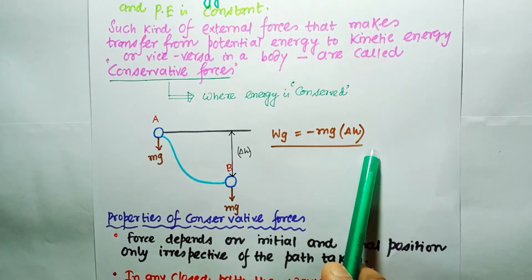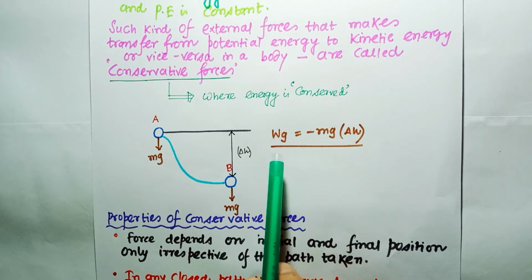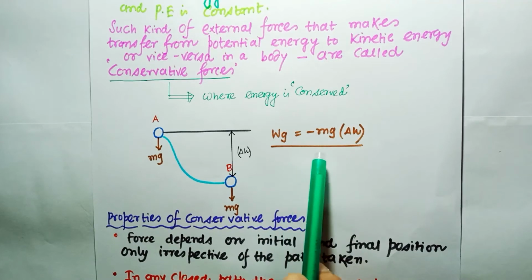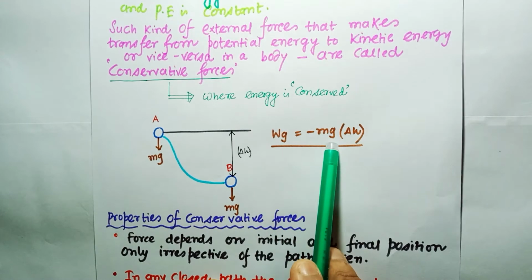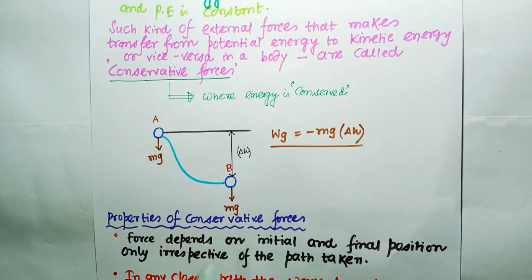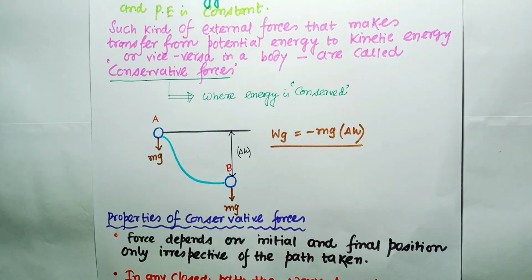We can write Wg is equal to minus mg times delta H. Where does this minus sign come from? Because it is the work done by the gravity. So we can say it does not matter how complicated the path is from A to B, the total work done depends only on the initial and the final position, which are A and B. So we can say that the gravitational force is a conservative one.